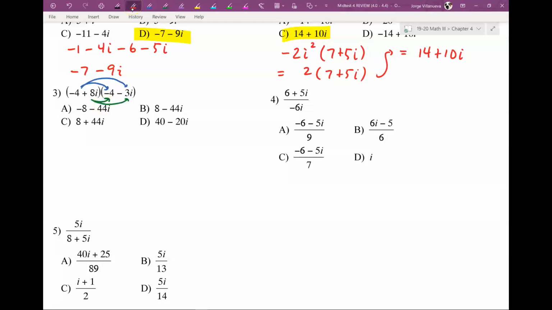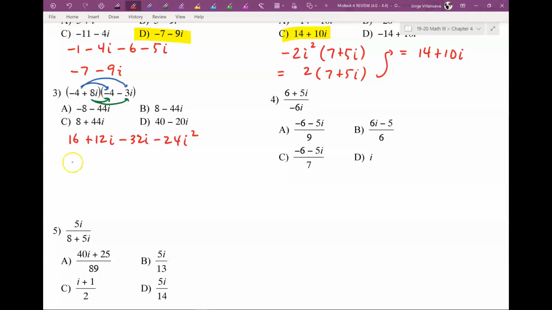So we have a negative 4 times negative 4, that's 16. Negative 4 times negative 3, that's positive 12i. An 8i times a negative 4, that's a negative 32i. And then an 8i times a negative 3i, that's a negative 24i squared. Now remember, i squared means negative 1. So that negative 24i squared is actually a plus 24.